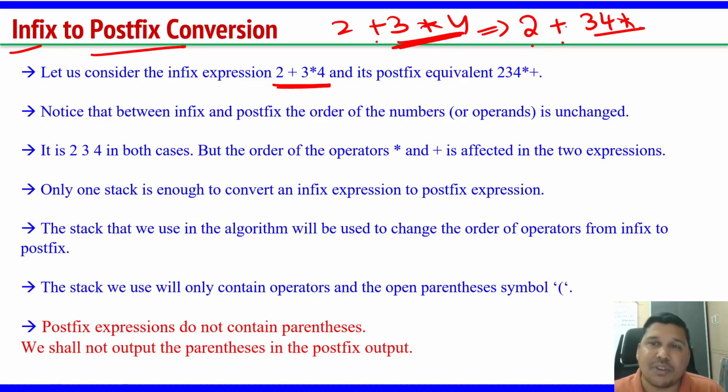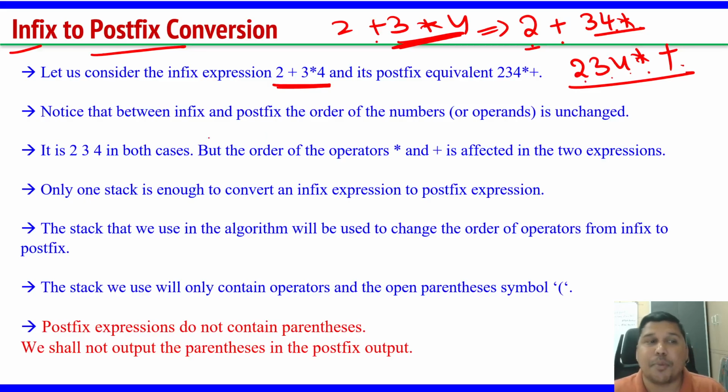Now I have to again convert this to postfix. It is like a plus b, so I have to write a b plus. So it becomes 2 3 4 star and then plus. Right? So this is the postfix expression for the given expression.